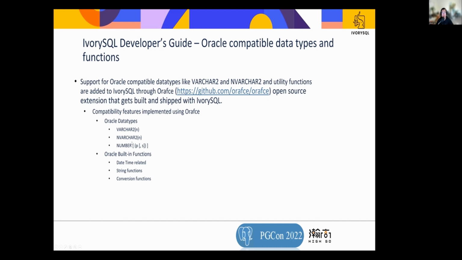The support for Oracle compatible data types like varchar2 and nvarchar2, and the utility functions, is added to RSQL through orafce. Orafce is an open source project, an extension of PostgreSQL. It gets built and shipped with RSQL automatically. The compatible features implemented using orafce include those data types and also the built-in functions, the data type related functions, the string functions, and the conversion functions.